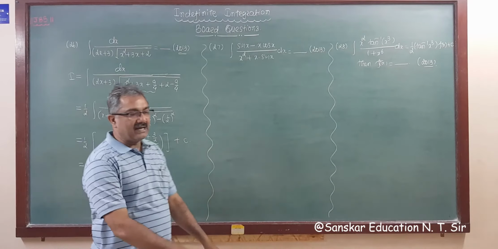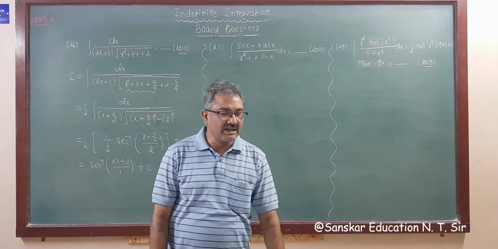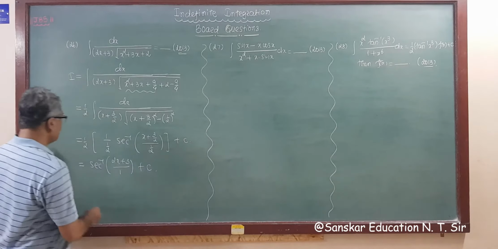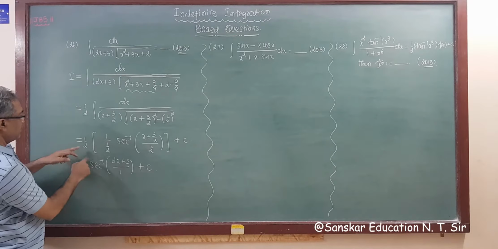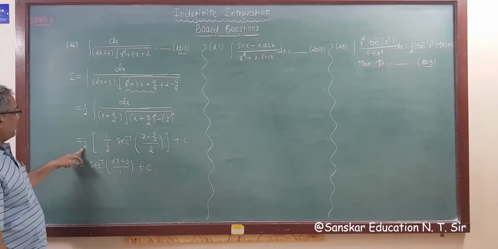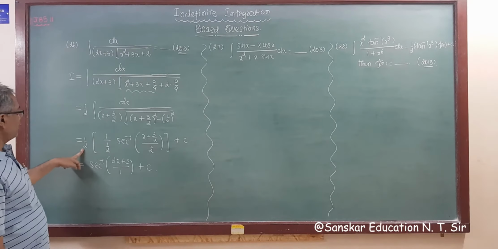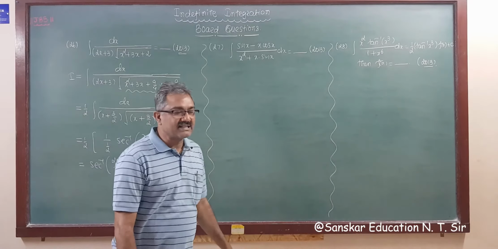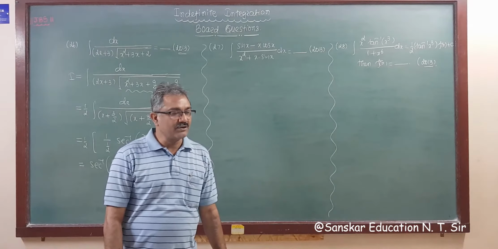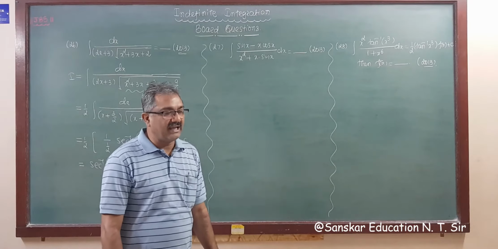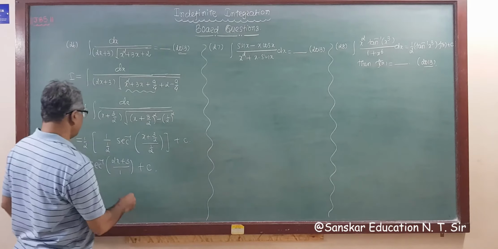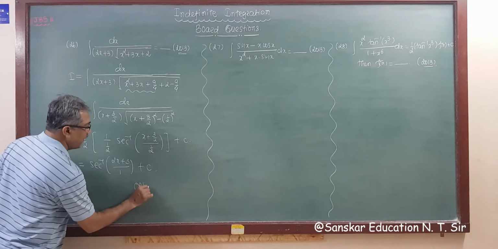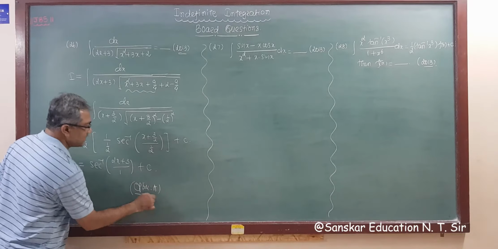So your proper answer from the given options is 1 upon 2 sec inverse. Am I missing anything? 1 upon 2 common. So sec inverse twice x plus 3 is your proper answer. That is option A, your proper answer. So option A is your proper answer.